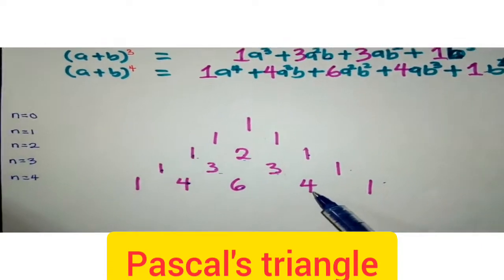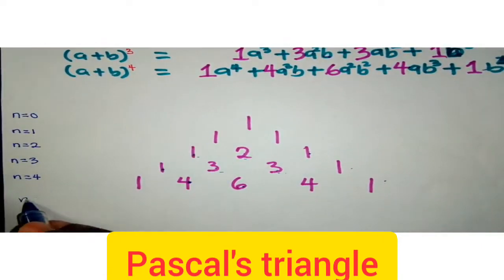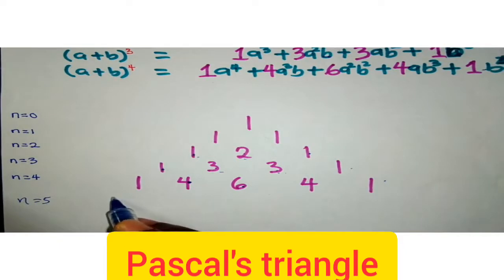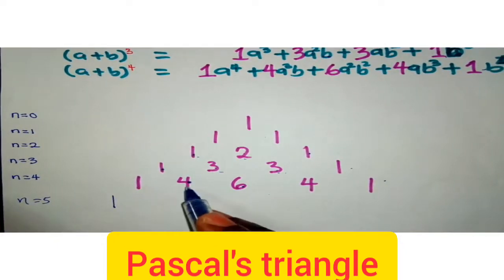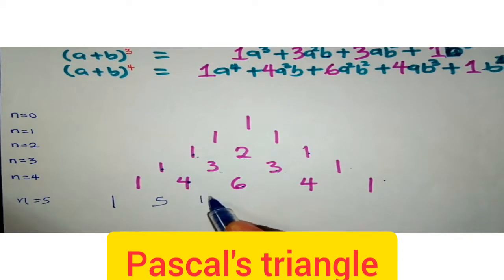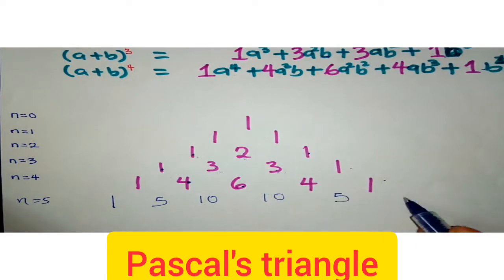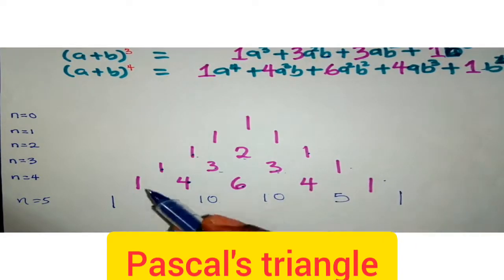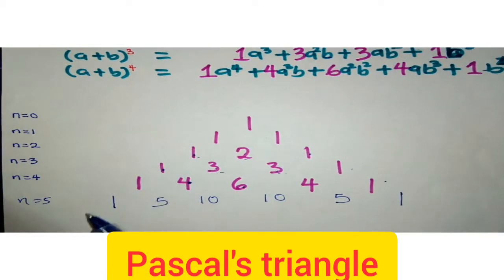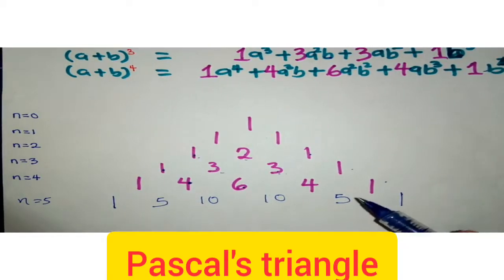Now to obtain the term for n equals 5, we have 1. 1 plus 4 gives 5. 4 plus 6 gives us 10. 6 plus 4 gives 10. 4 plus 1 gives 5. And then we have 1. So we can continue in this format to get for n equals 6.